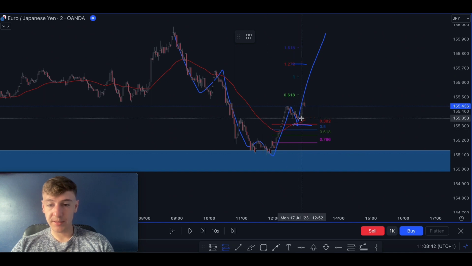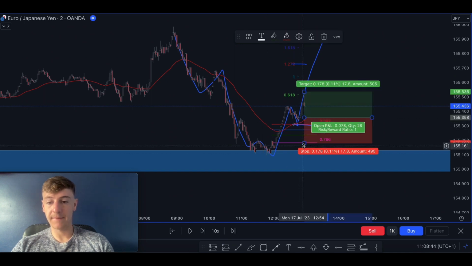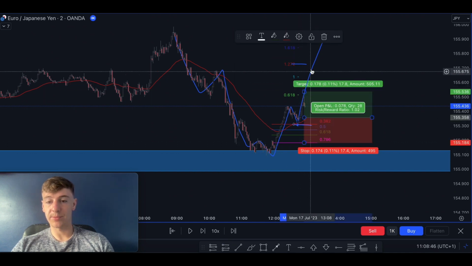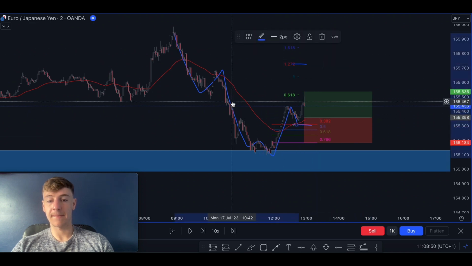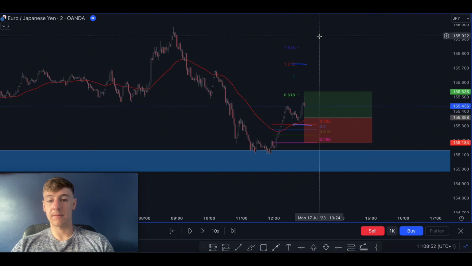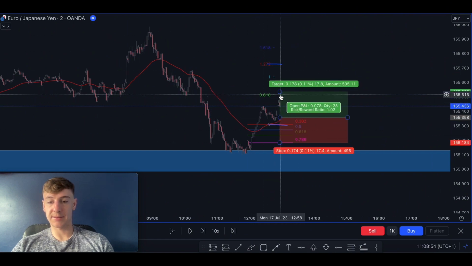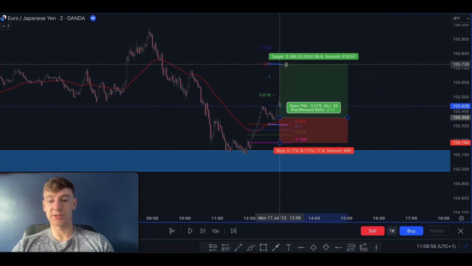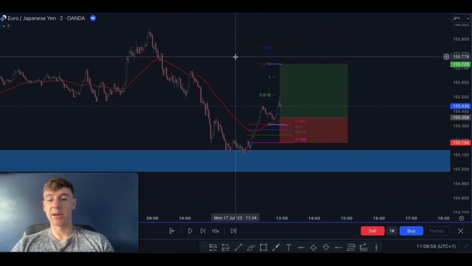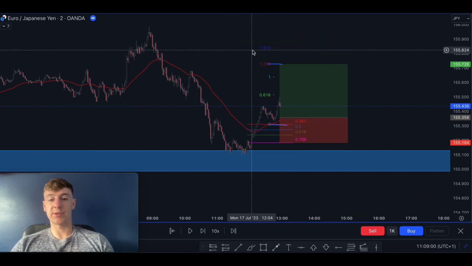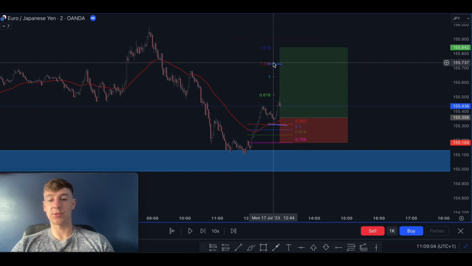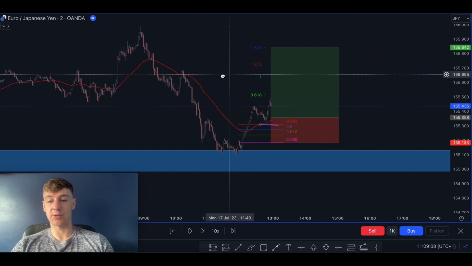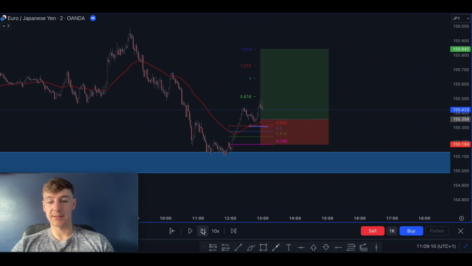So the entry would be here. Stop loss there. Let me get rid of this. And target, I want at least a 1 to 2. Yeah, so we get a 1 to 2. We can go to this 1.618 level, so that would be the maximum target. But the more likely outcome is the rejection of this level, so I don't want to push it too far. So let's see.